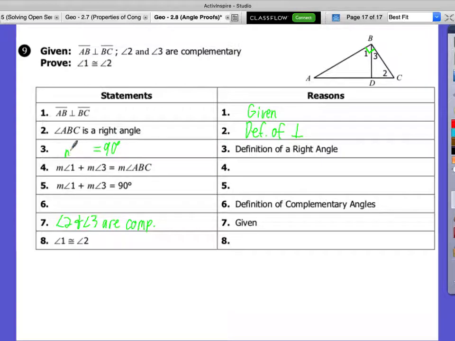AB equals... Yeah, the measure of angle ABC, very good, is equal to 90 degrees.